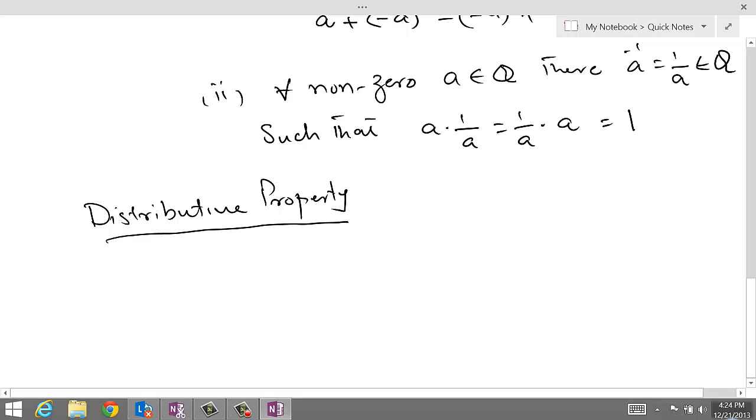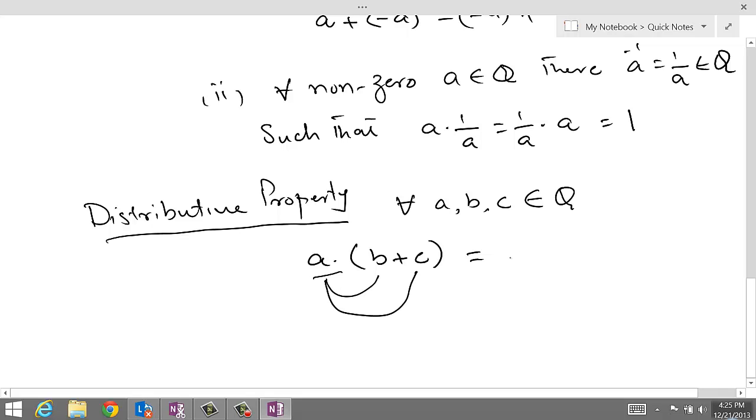A distributive property combines addition and multiplication. So this time we are going to take 3 elements. For all A, B, C belonging to Q, A times (B plus C) is equal to, this gets distributed over B and C, so this will be A times B plus A times C.